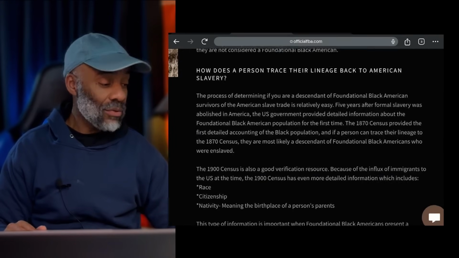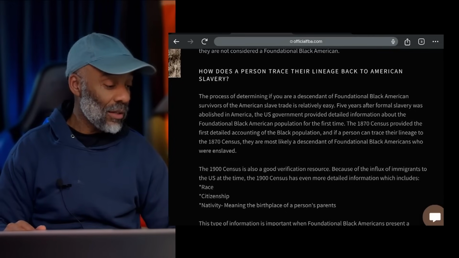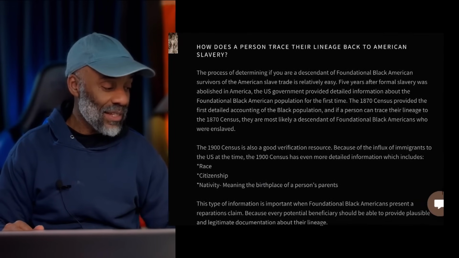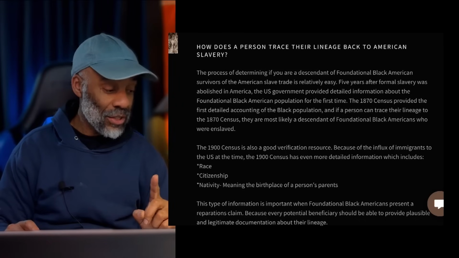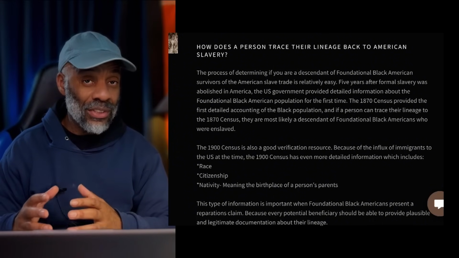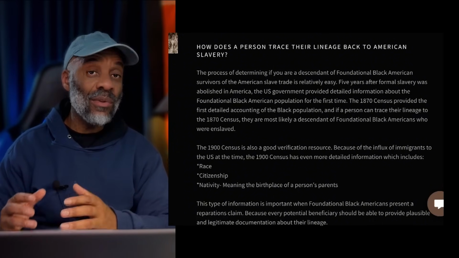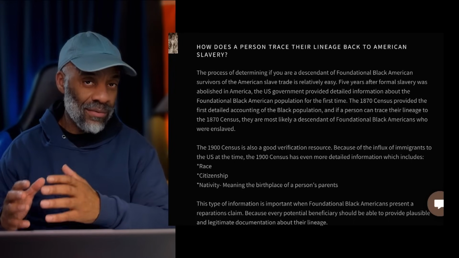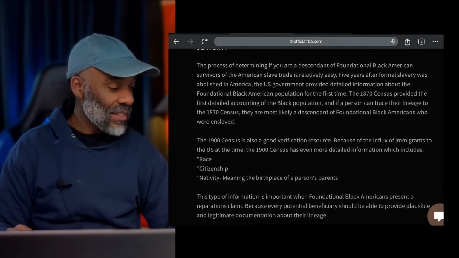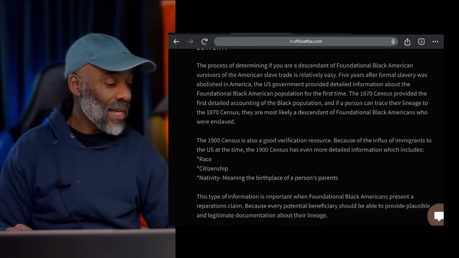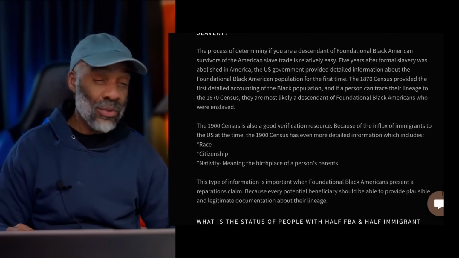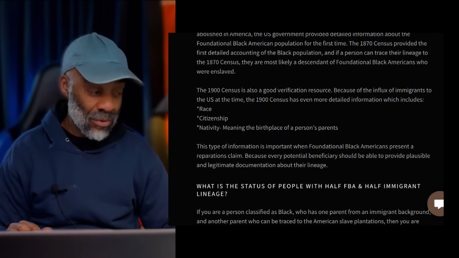So it says, how does a person trace their lineage? And according to officialfba.com, it's pretty straightforward. You have the 1870 census, fourth line down. The 1870 census provided the first detailed accounting of the Black population. Prior to 1870, we're into the period of slavery, and Blacks, as you know, were considered property, so they were not counted on the census. So 1870 is really your starting point, 5 years after the end of slavery, or at the end of the Civil War. So it says here, the 1870 census provides a detailed accounting of the Black population, and if a person can trace their lineage to the 1870 census, they are most likely a descendant of foundational Black Americans who were enslaved. And then it also says the 1900 census is good as well.